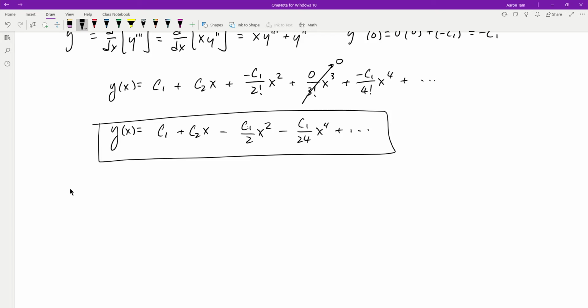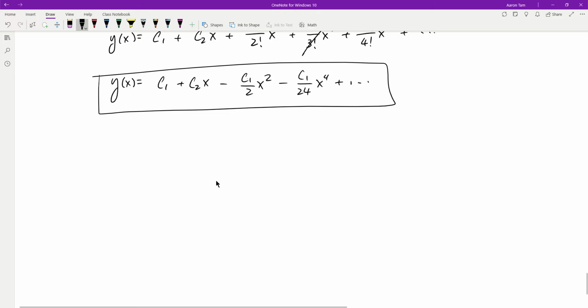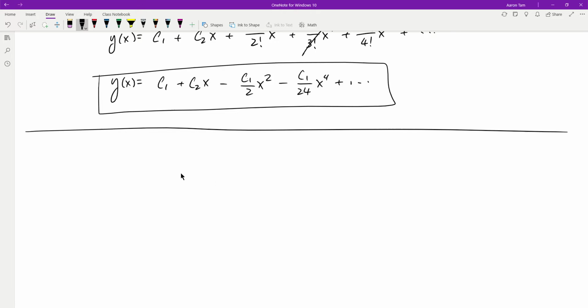We could definitely do another problem. Let's see if we can try at least maybe 2 more. But since this one only takes about 5 minutes each, which is not bad, let's try this one. This one is actually interesting.